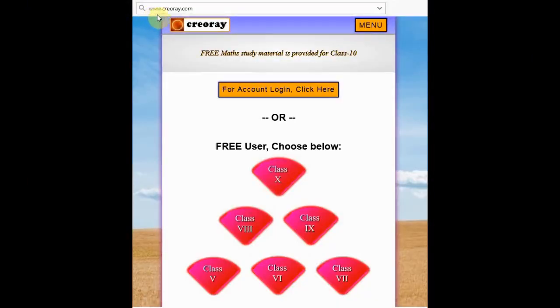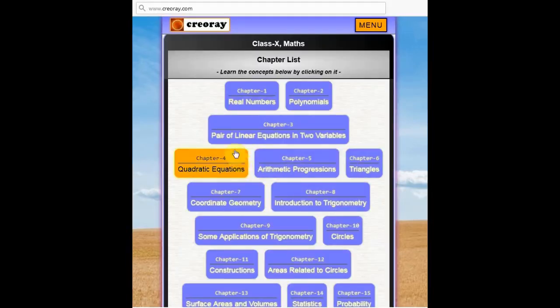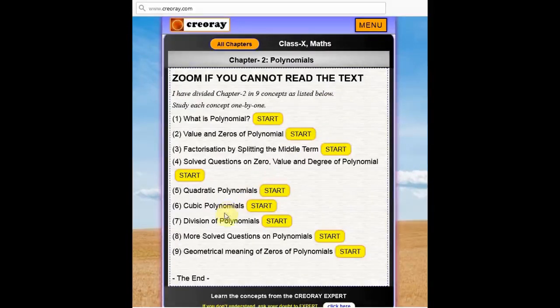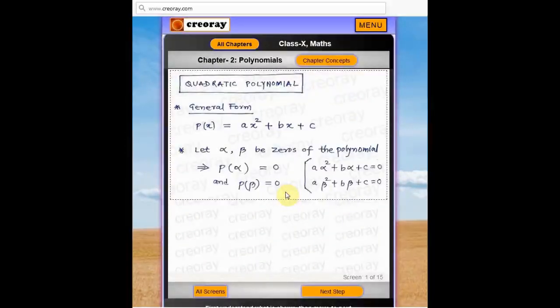Open www.CREORAY.com, then select class 10 and let's revise chapter 2 polynomials and select the concept 5, quadratic polynomials. Let's start. I'll go through only the important things as this is a revision class.